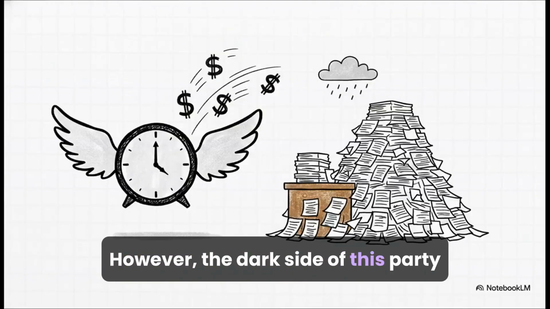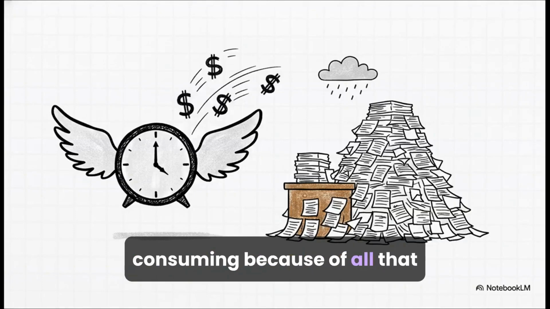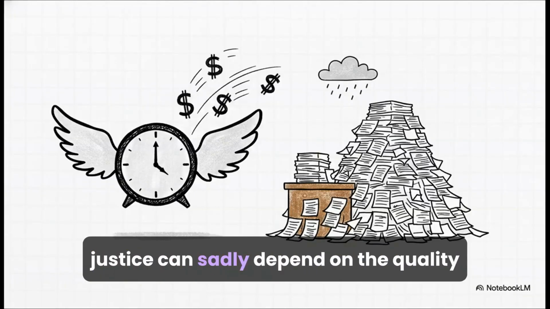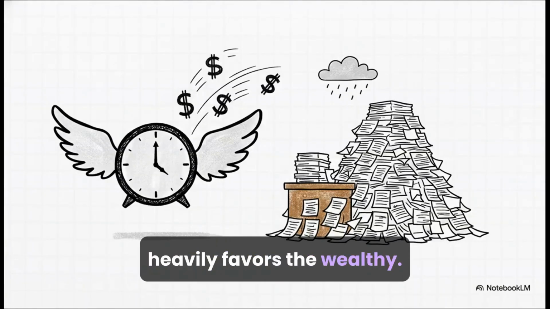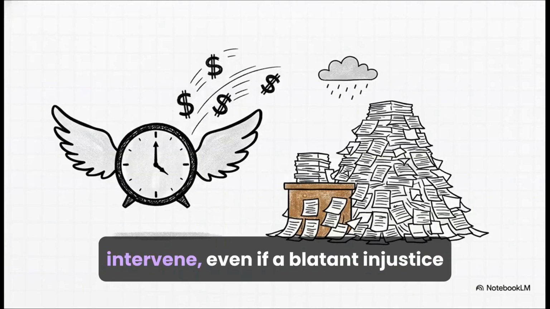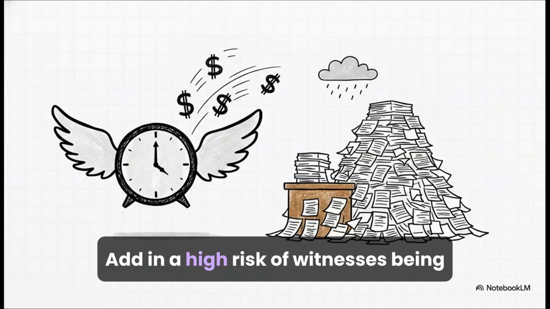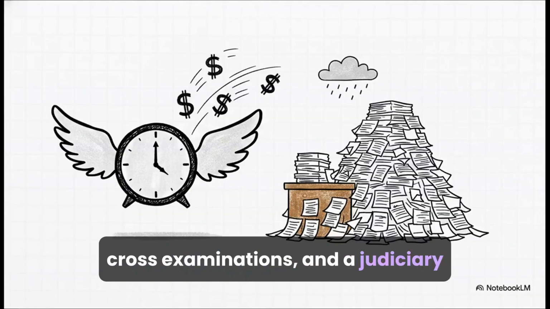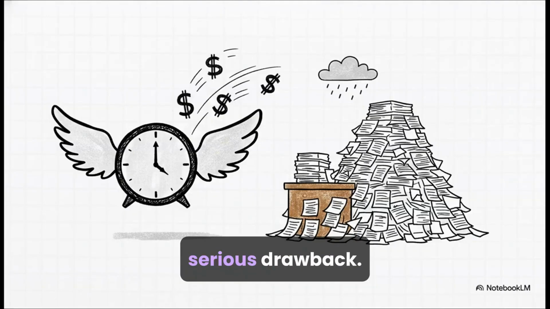However, the dark side of this party control is pretty severe. It is incredibly expensive and time-consuming because of all that procedural complexity. And since lawyers dominate the process, justice can sadly depend on the quality of legal representation, meaning it heavily favors the wealthy. Furthermore, a passive judge can't intervene, even if a blatant injustice seems to be happening right in front of them. Add in a high risk of witnesses being manipulated during those aggressive cross-examinations, and a judiciary that's often overburdened by prolonged, combative trials, and you've got some serious drawbacks.